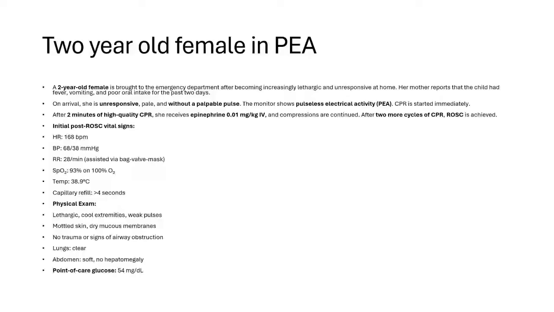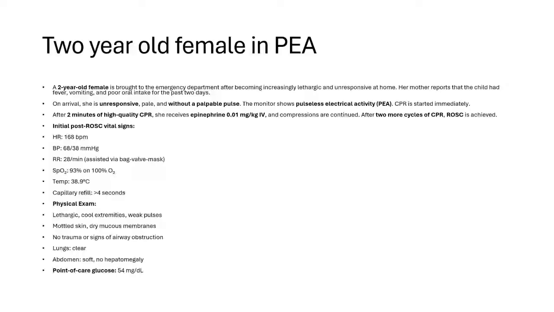Initial post-ROSC vital signs: pulse of 168, pressure of 68/38, respirations at 28, SpO2 of 93% at 100%, temp 38 degrees Celsius. I'm going to need that in Fahrenheit, sir. And cap refill of greater than 4 seconds. Physical exam: lethargic, cool extremities, weak pulses, mottled skin, dry mucous membranes, no trauma or signs of airway obstruction. Lungs are clear, abdomen soft, and glucose 54.